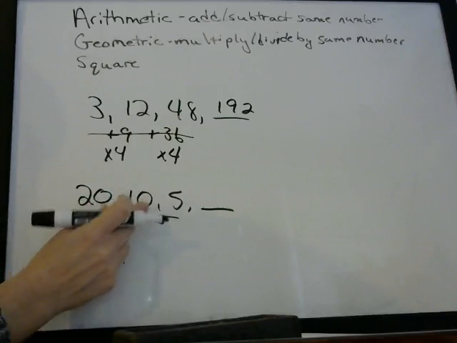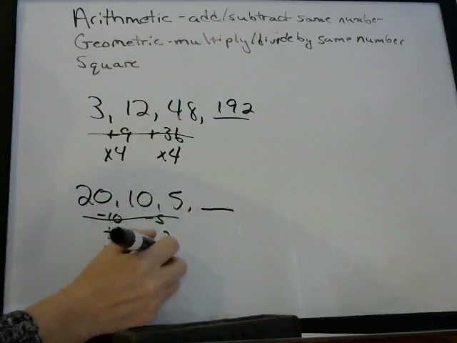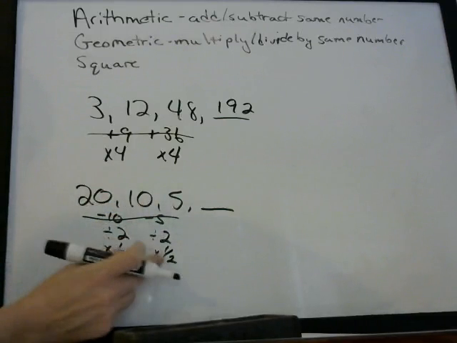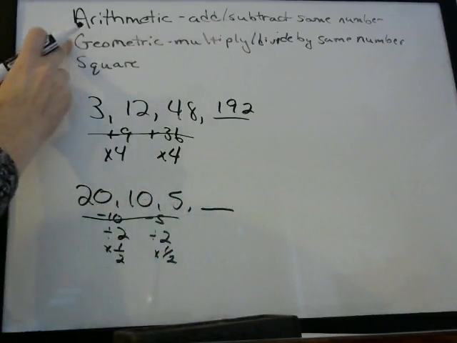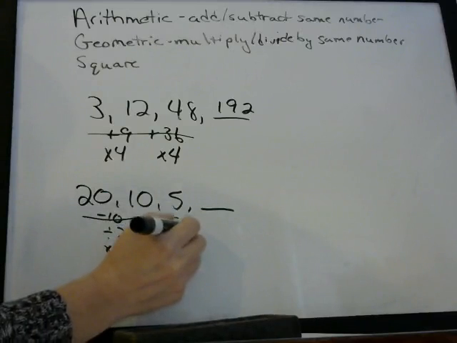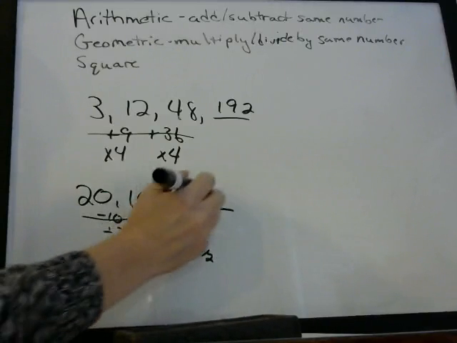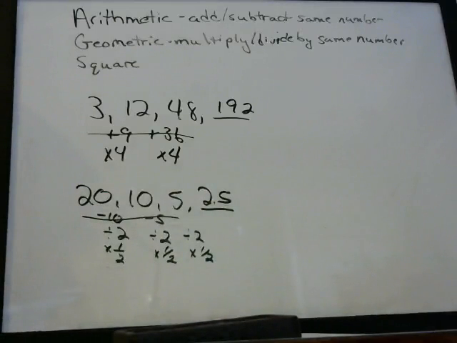How did we get from 10 to 5? Well, you divide by 2 or multiply by 1/2. Okay, so this is the same. We did the same thing in order to get the next number of the sequence, so it's geometric. So how are we going to get the next number? Well, we're going to do the same thing. We're going to divide by 2 or multiply by 1/2. So 5 divided by 2, 2.5. So that's a geometric sequence.